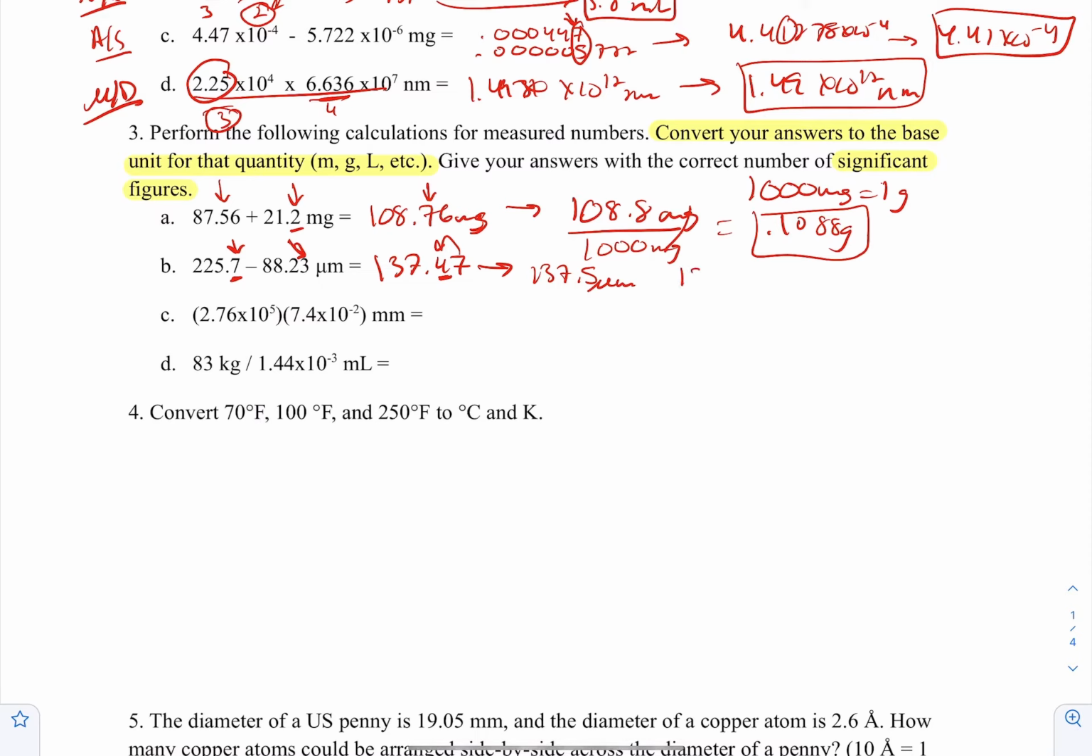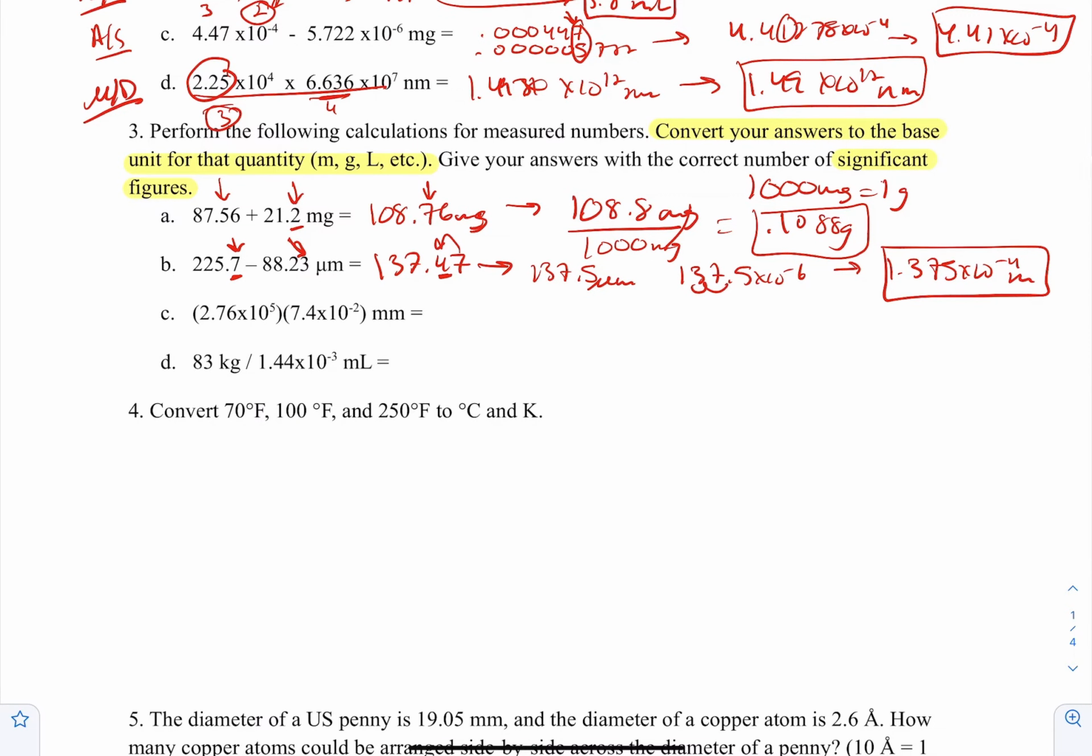So I'm going to say 137.5 times 10 to the negative 6th, which ends up just being, if I move this over 2 more places, 1.375 times 10 to the negative 4th. Okay, and this would be meters. All right. Okay, now we're dealing with multiplication and division here.